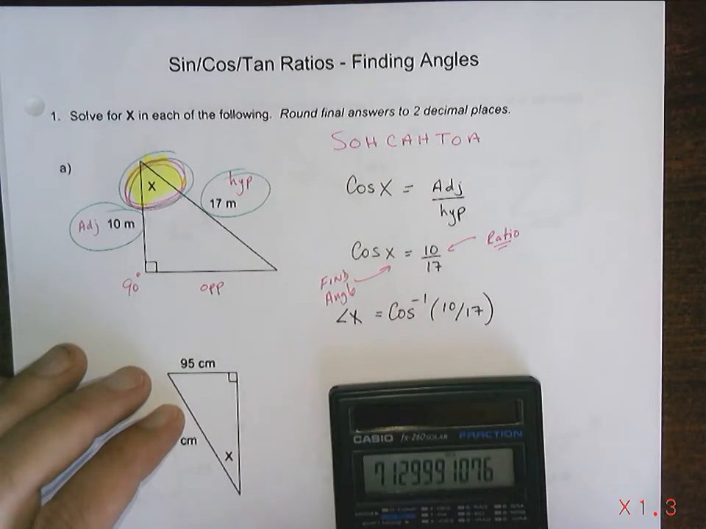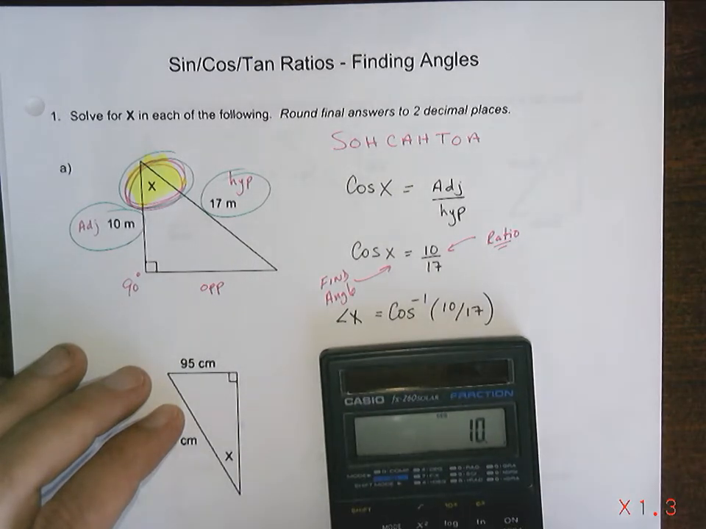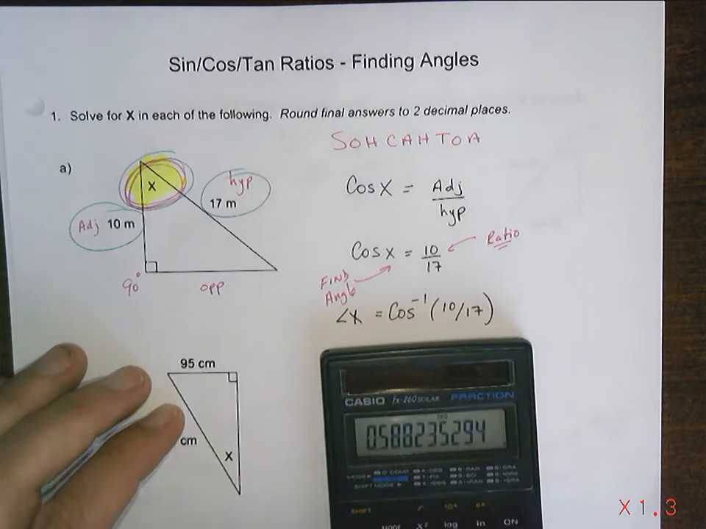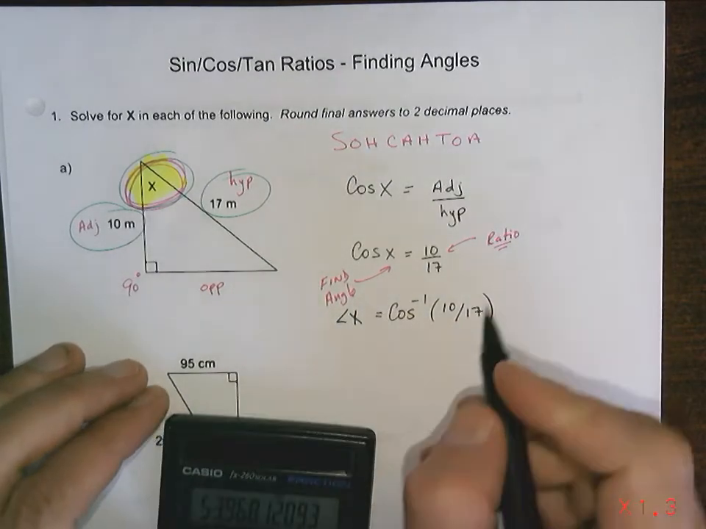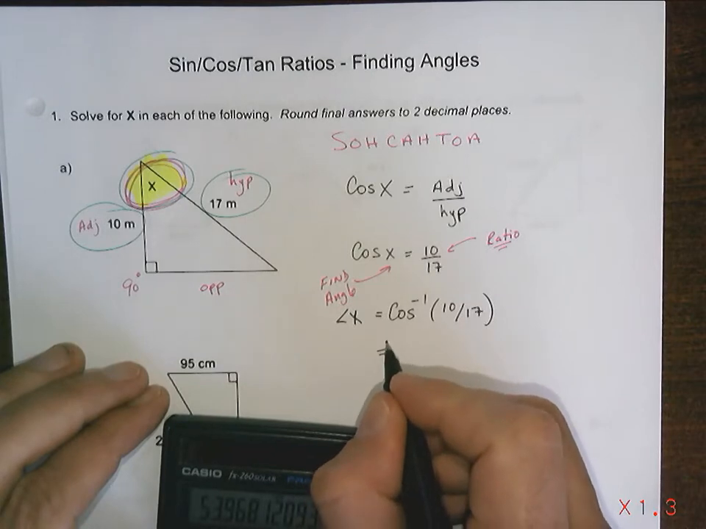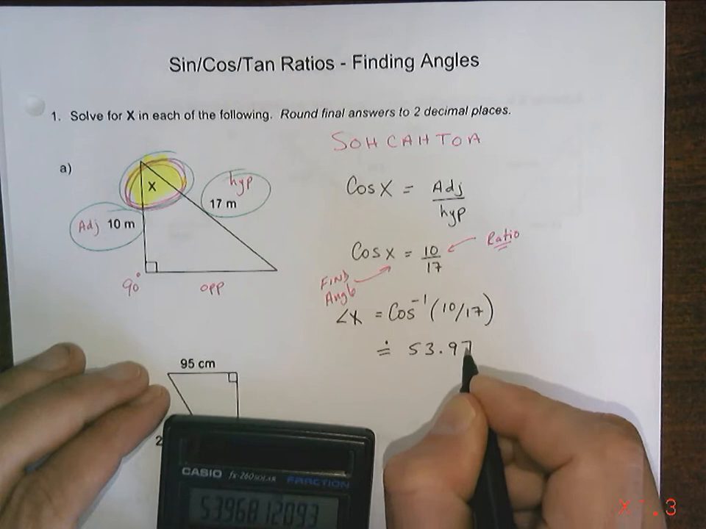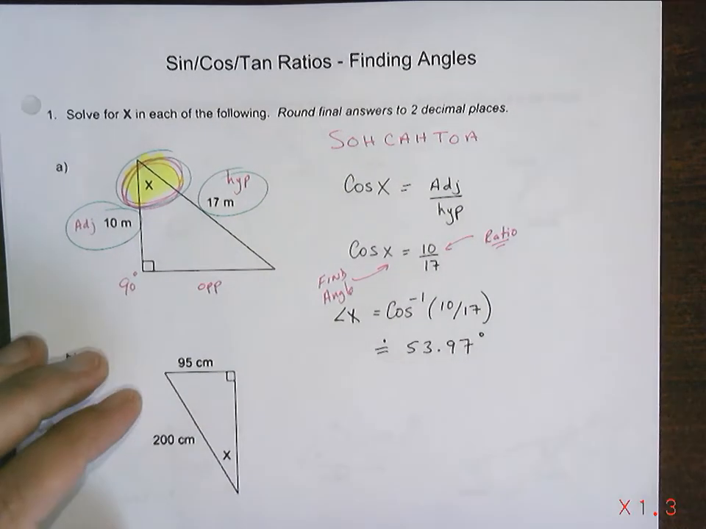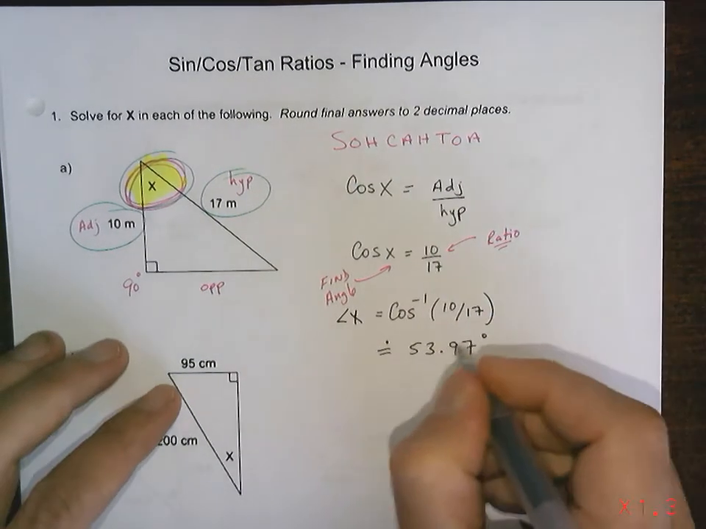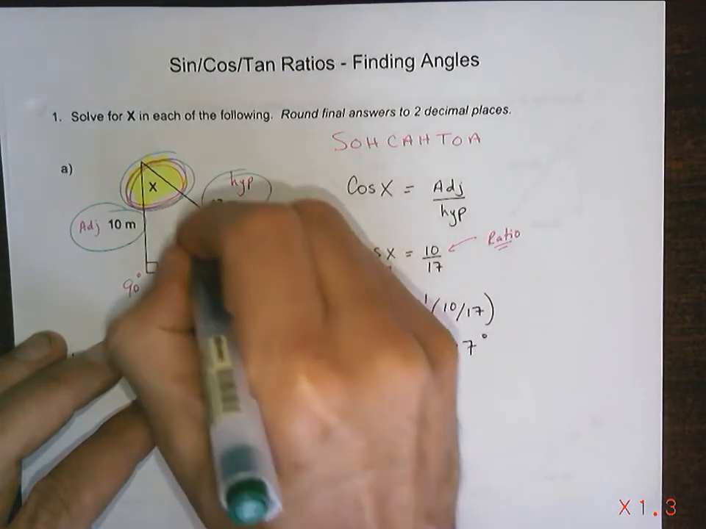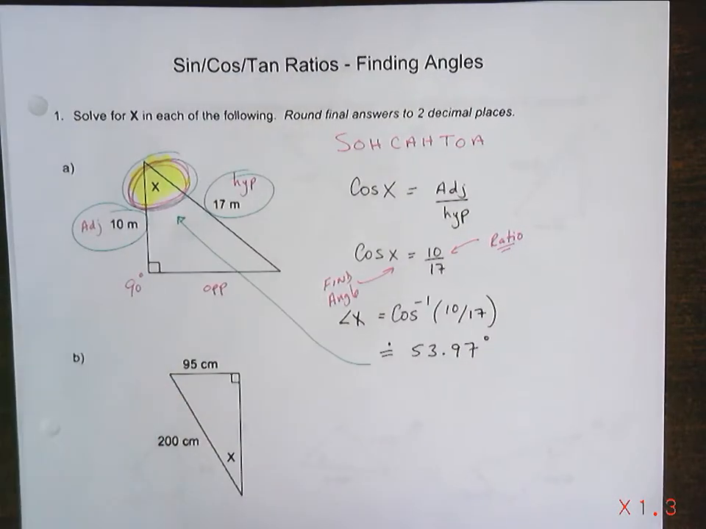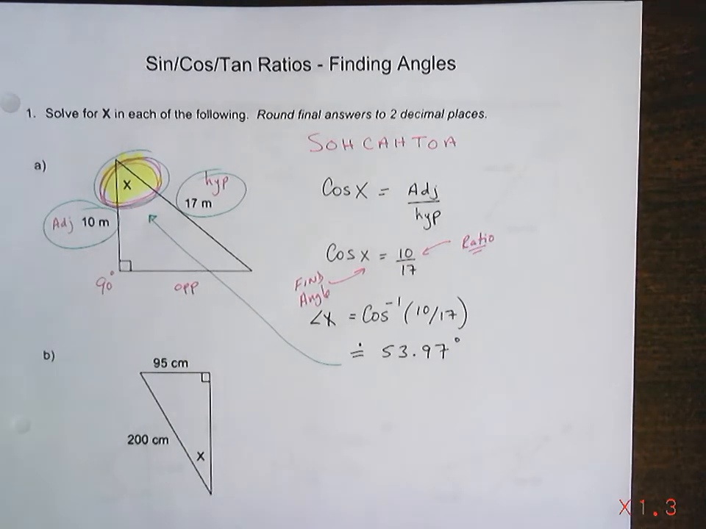So using my calculator, I do 10 divided by 17 equals shift cosine, and I come up with an answer of approximately 53.97 degrees. And that means that this is that angle measurement. And that's the way that works.